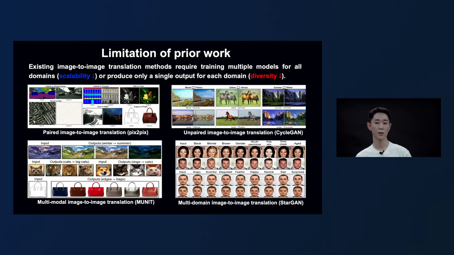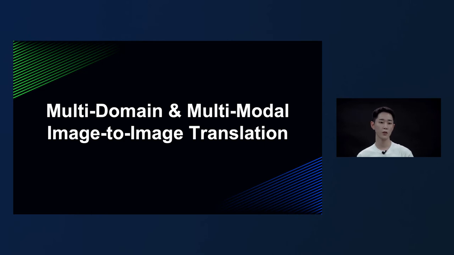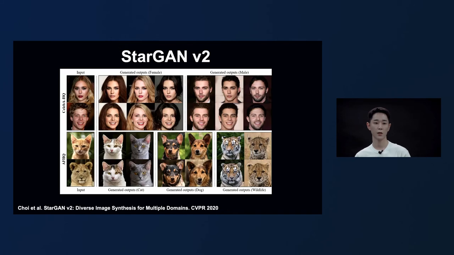If you say you can change your expression, you can only generate one result for each specific expression. For example, there can be many happy and angry expressions, but StarGAN can only create one for each expression. So we were looking at these limitations from previous studies, and we recently proposed an image translation model that can solve all these problems. This is called StarGAN V2. This model was called StarGAN V2 because it supplemented the shortcomings of StarGAN.